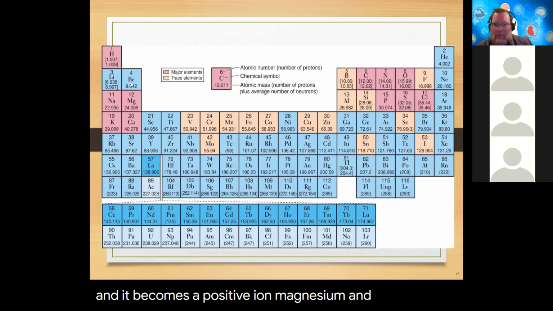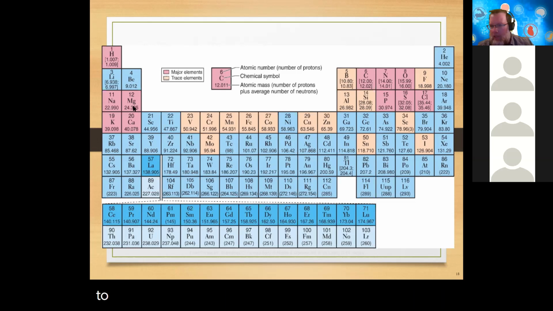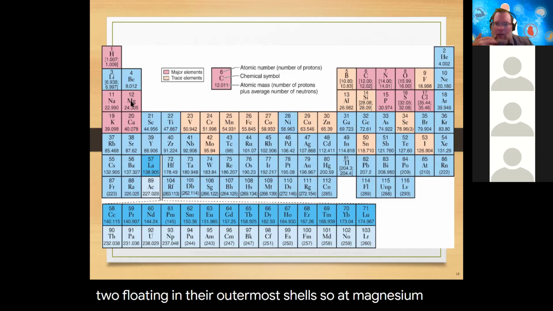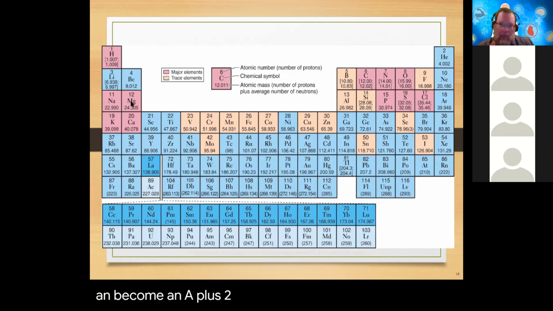Magnesium and calcium have 2 floating in their outermost shells. So magnesium can become a +2, meaning it had 2 to donate and donated them. Calcium has 2 extras in its outer shell, so it can donate them. And again, where do they usually go? Usually somewhere over here.